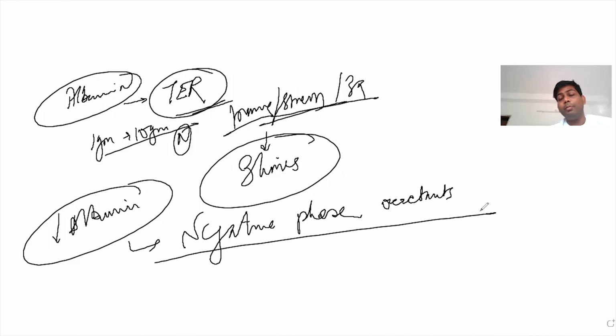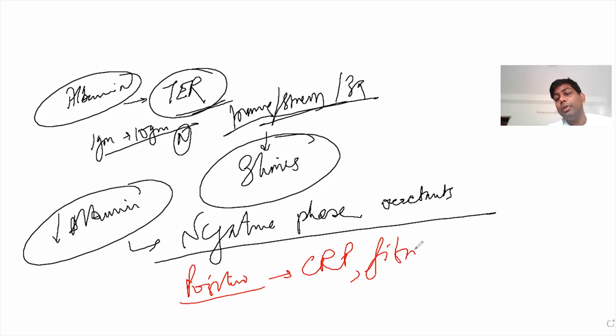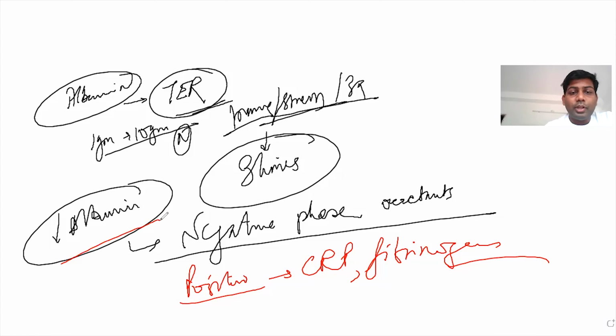They will ask you in the exam, name one negative phase reactant, because everybody remembers the positive phase reactants. The positive phase reactants are very simple: CRP, fibrinogen. Yes, they are the positive phase reactants. The rest, albumin is a negative acute phase reactant. Very, very important question in the exam. Here, we are talking about albumin decreasing. Why does it decrease? Why is it a negative phase reactant? Now we understand.